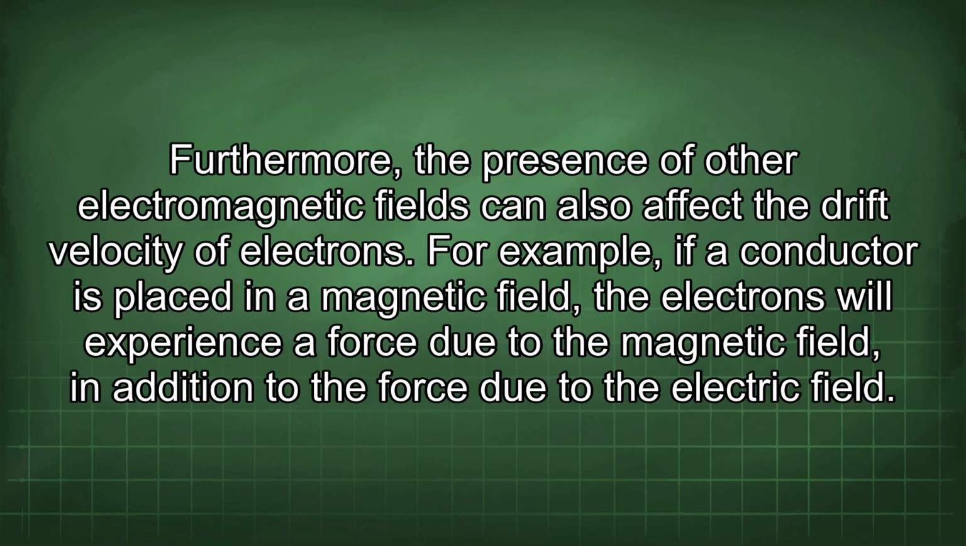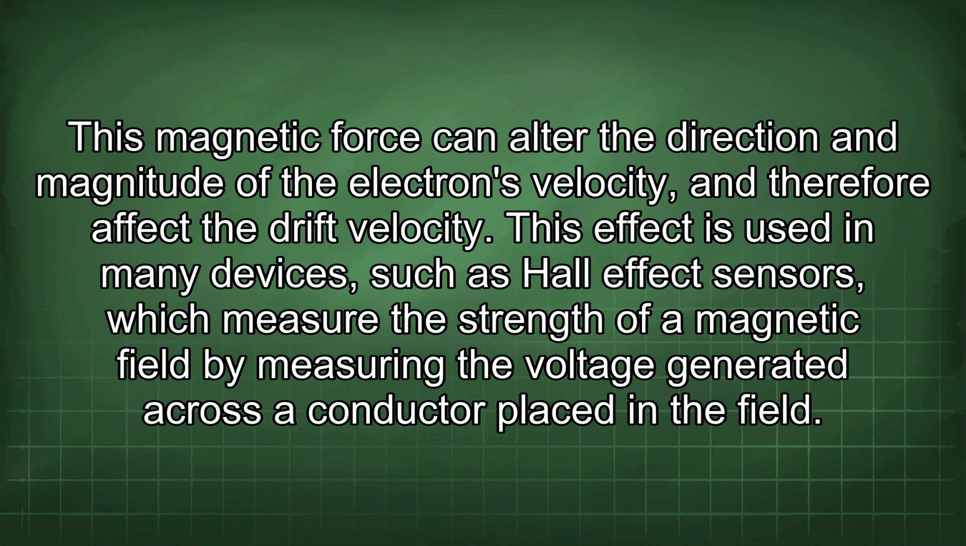Furthermore, the presence of other electromagnetic fields can also affect the drift velocity of electrons. For example, if a conductor is placed in a magnetic field, the electrons will experience a force due to the magnetic field, in addition to the force due to the electric field. This magnetic force can alter the direction and magnitude of the electron's velocity, and therefore affect the drift velocity.